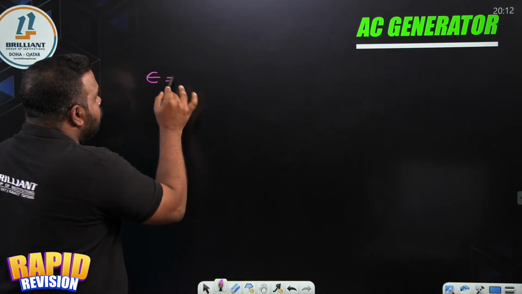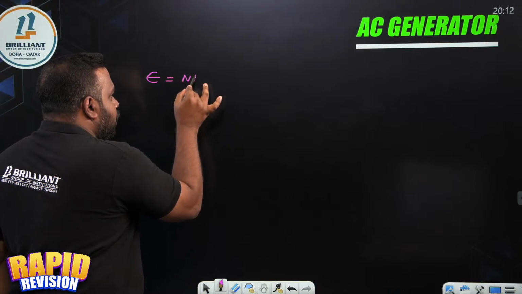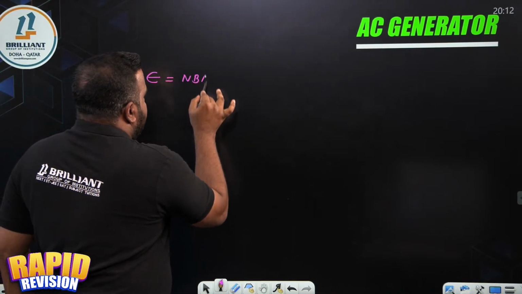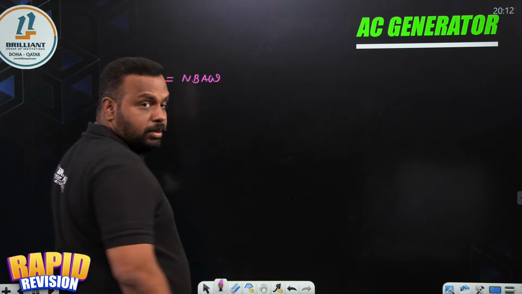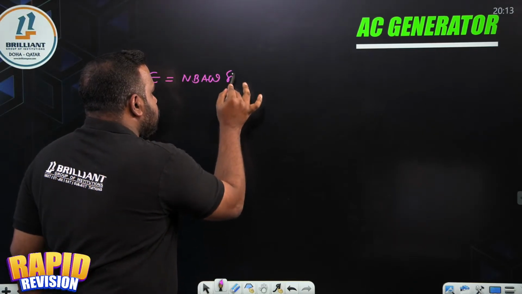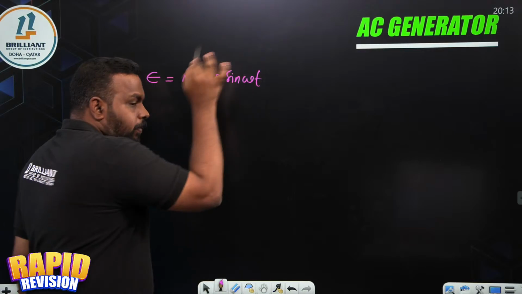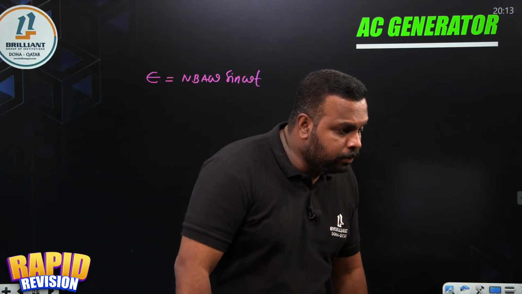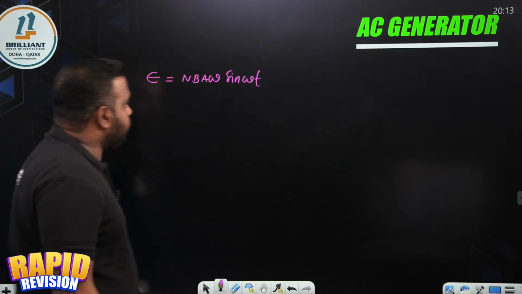E is equal to, yes, NBA omega into sin omega t. Okay, NBA omega sin omega t.